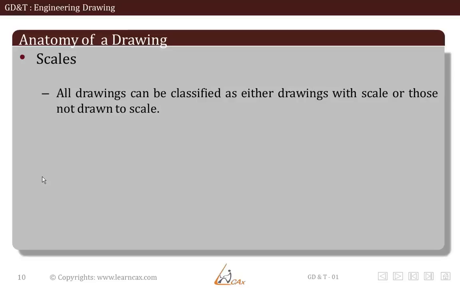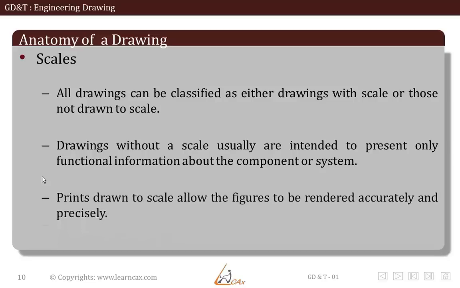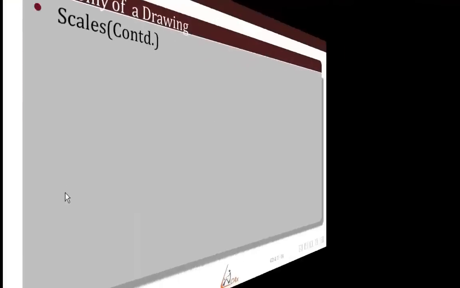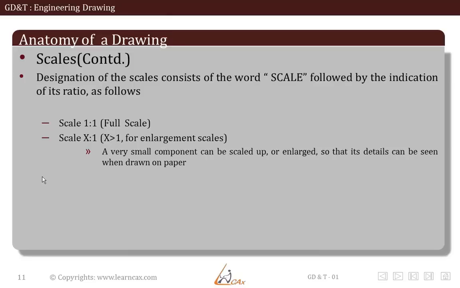Now the other type of drawings are those which are drawn to scale. Drawings without a scale usually are intended to present only functional information about the component or a system, whereas sheets drawn to scale allow the figures to be rendered accurately and precisely. Moving ahead, the designation of scales consists of the word scale followed by the indication of its ratio. Scale 1:1 means that the drawing is of the actual dimension.